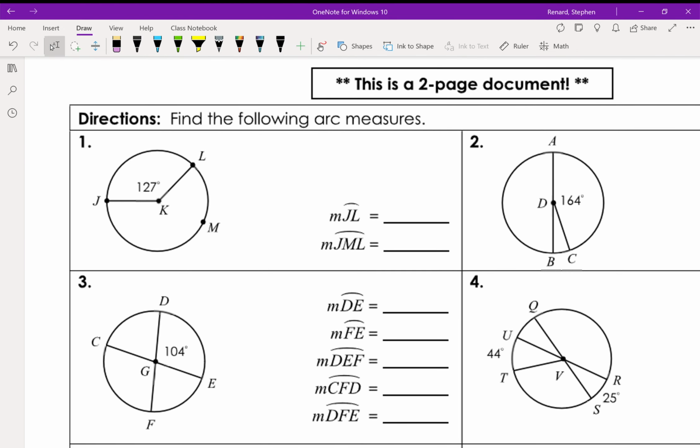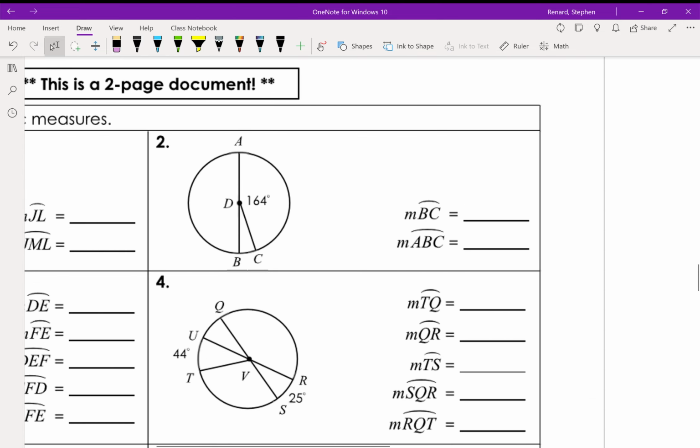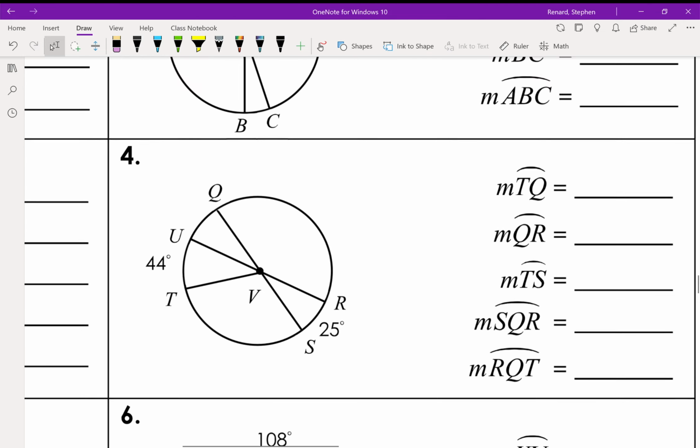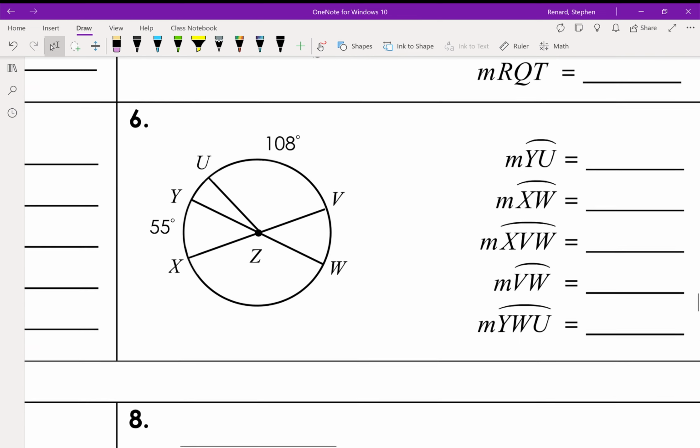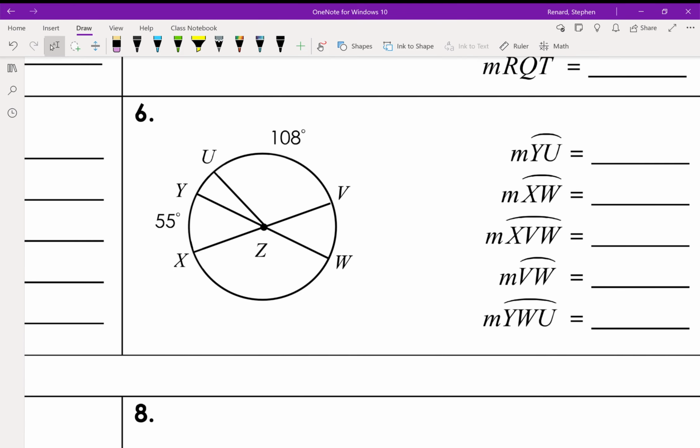Next one, find the following arc measures. Let's start with number 4. So I'm going to just label on the circle itself first. I'm going to do 6 as a matter of fact, just for fun. So first we know that 55 is going to be over here as well. Why? Vertical angles. We know that this arc right here is 180 degrees. So we go 180 minus 108 plus 55, which is 180 minus 163. So this is 17 degrees right there.